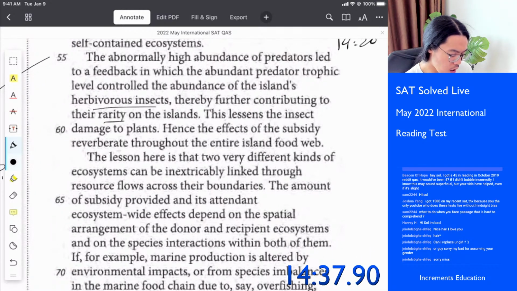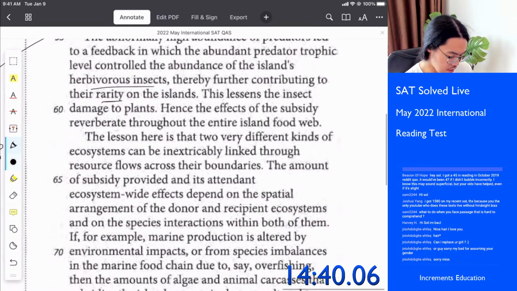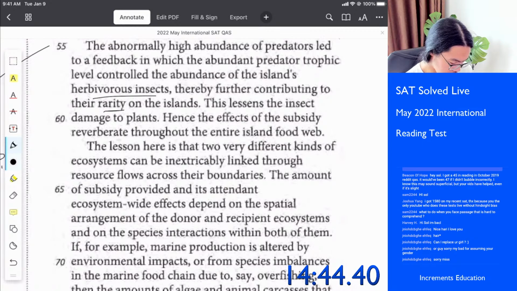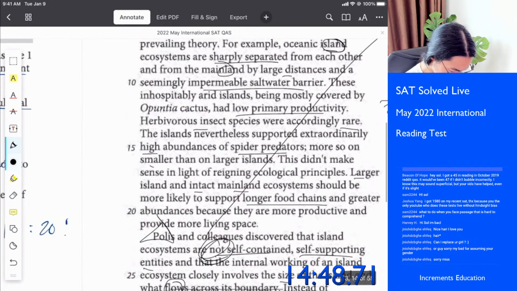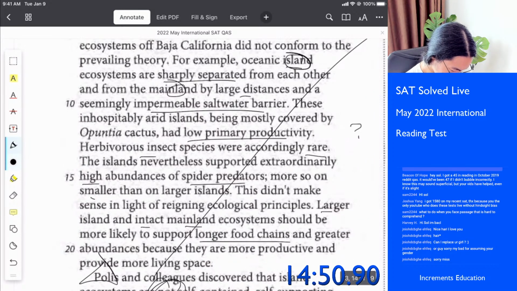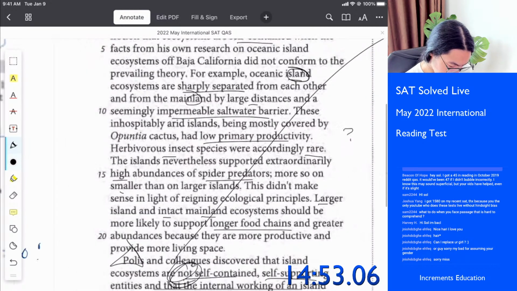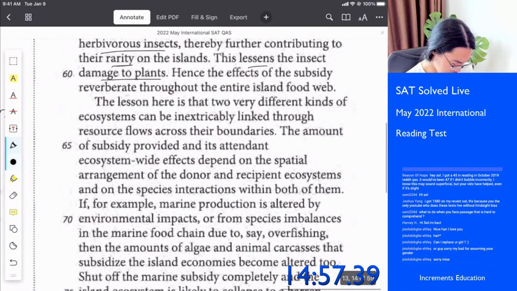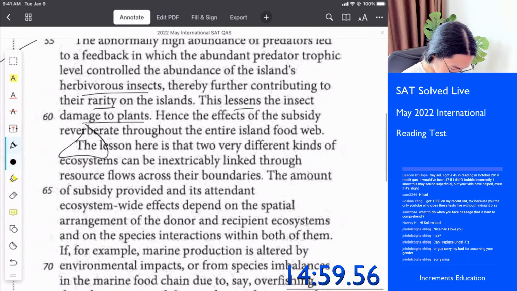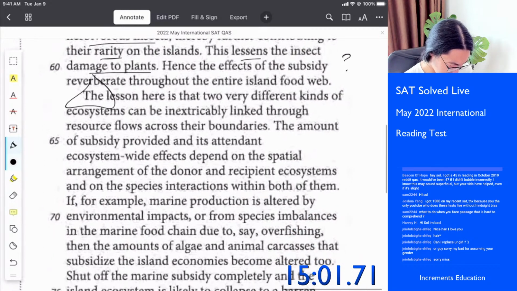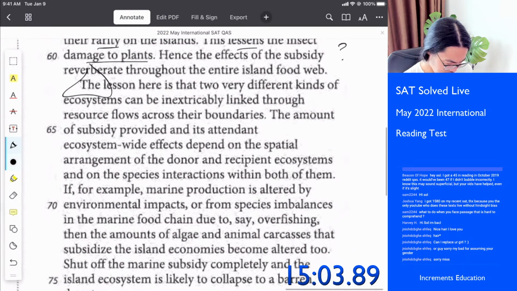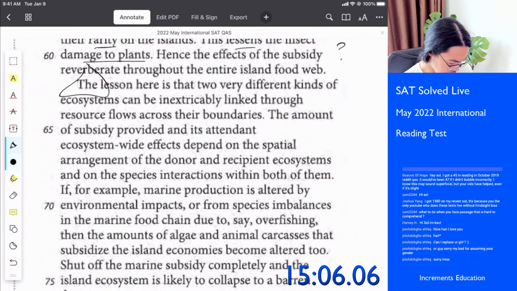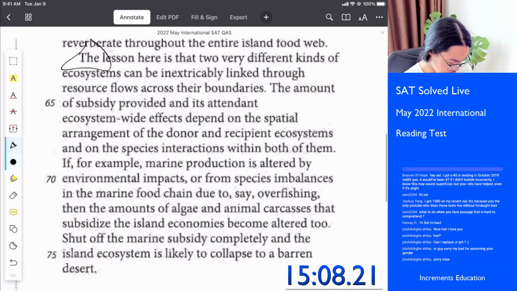Okay, so then obviously they got rid of the insects. Wait, lessens the insect damage to plants? I thought they had low primary productivity. What the hell is primary productivity? I don't know what that means. Okay. I guess that's connected to more plants? I'm confused. Two very different kinds of ecosystems can be resource flows across.